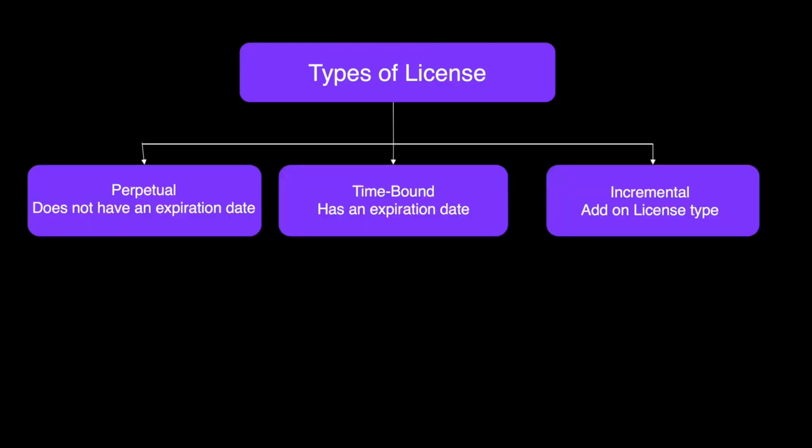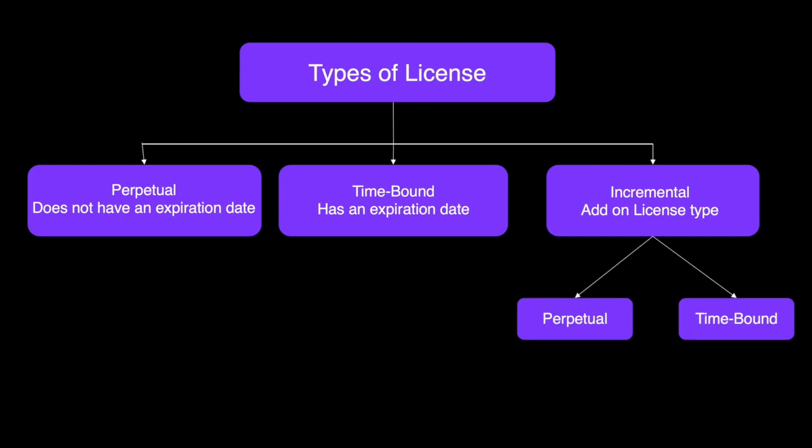Now, let's understand the different types of IBM QRadar licenses. Basically, there are three types of licenses: perpetual, time-bound, and incremental. The perpetual license type does not have an expiration date, while the time-bound license has an expiration date defining its validity. An incremental license is also known as an add-on license. When your IBM QRadar is not licensed enough to handle the volume of incoming events and flows, you can add a license to increase the license EPS and FPM rates in the deployment. They can be of two types, perpetual and time-bound.